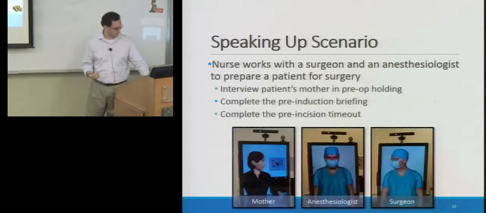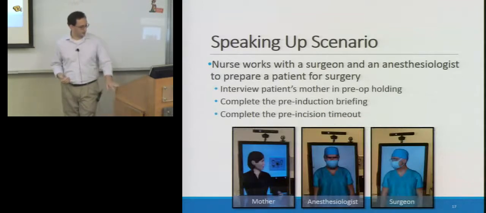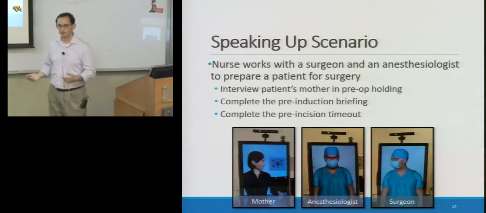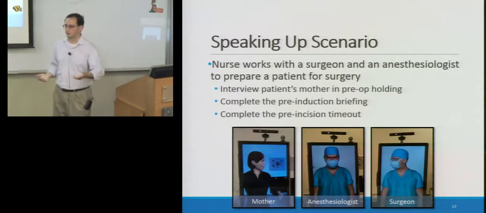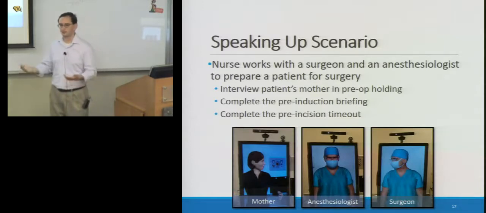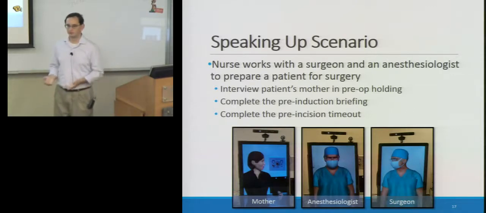So nurses were working with a team of a surgeon and an anesthesiologist to prepare a patient for surgery. They also interviewed the patient's mother, like we saw earlier, to gather important information about the patient. So when they were talking, the patient's mother told the nurse and the anesthesiologist that her son was very sensitive to needles, would get very agitated whenever he was around needles. And so she asked them to wait until after he was induced to draw blood for a type-and-screen.